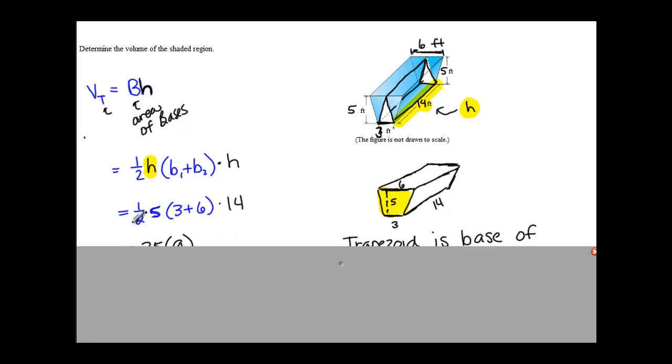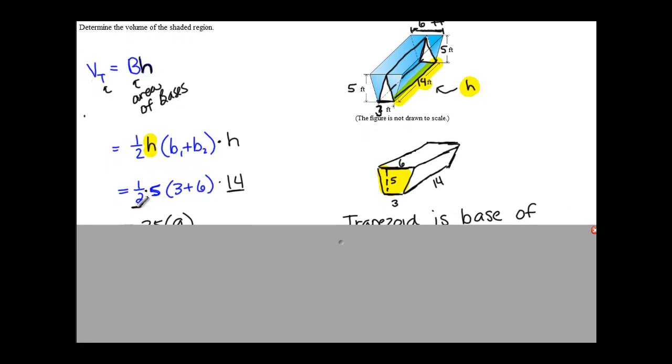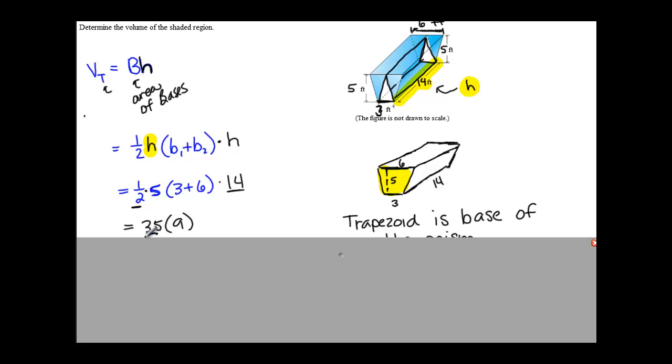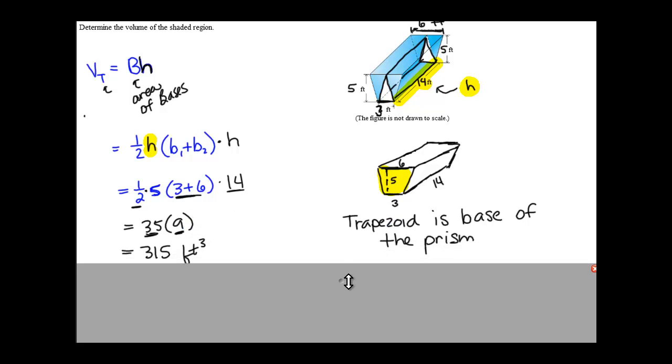Okay, and you can do that in your calculator. What I typically do is, if I can find half of an even number, since I'm multiplying 1/2, 1/2 times 14 is 7, and then 7 times the 5 gives me 35, and I'm left with 35 times 3 plus 6, which is 9. So 35 times 9 would give me 315 cubic feet. As we're finding volume, our units will end up being cubic.